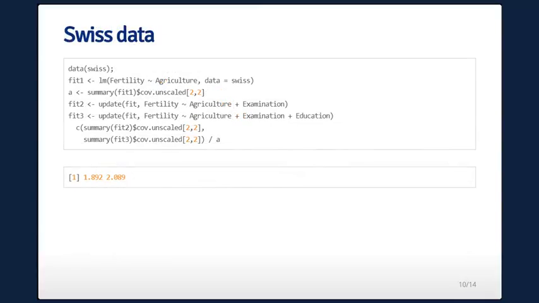So let's just show how to do this in our data set. I'm interested in, let's say, the agriculture coefficient from this Swiss data, and I want to know what's the variance inflation by including examination and education together. So I get about a 90% increase in variance when I include examination, and then a 100% increase in variance when I include examination and education.